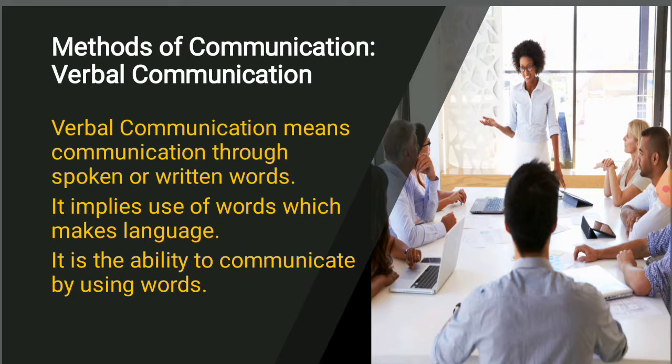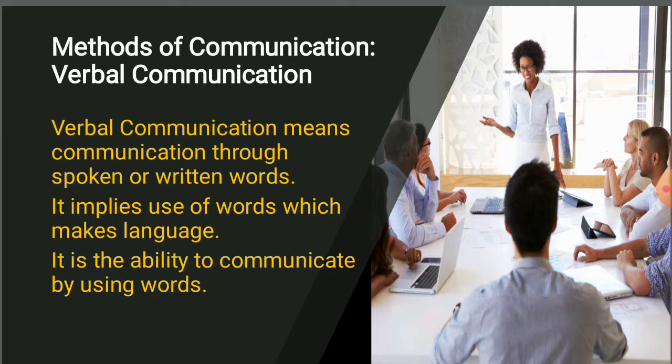So verbal communication is nothing but what? In this kind of communication, we go for spoken or written words. It implies the use of words which make language. And if you want to give some messages to your employees or your subordinates, you need to know some language. And how is language originated? Language is originated from words. If you want to make one sentence, what is required? Words are required. So when sentences are made, automatically language is also made. So it is the ability to communicate by using words.